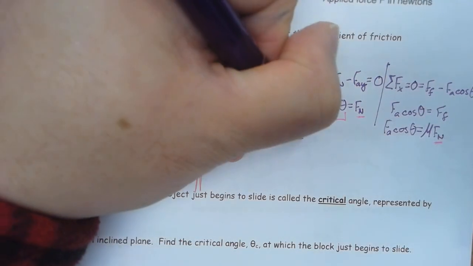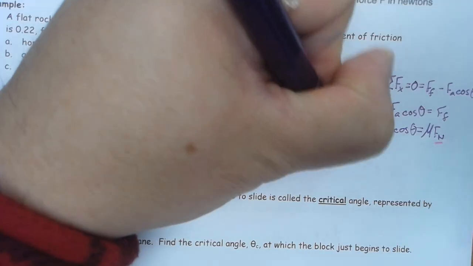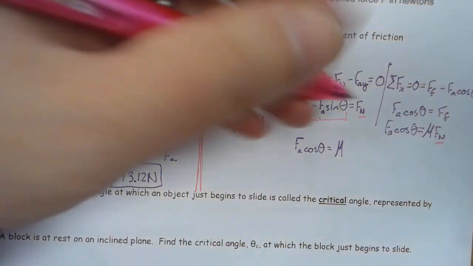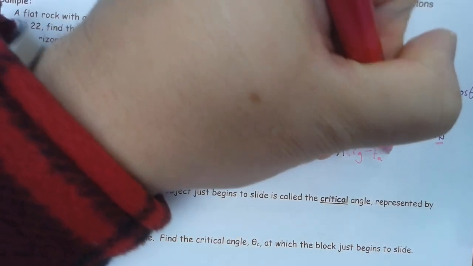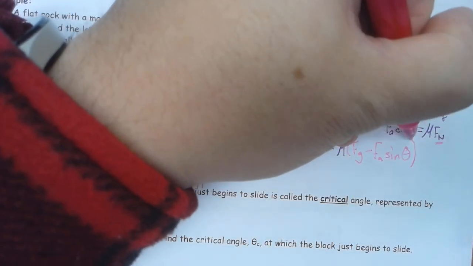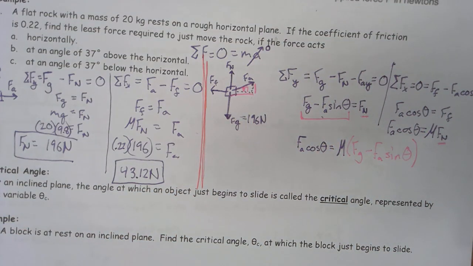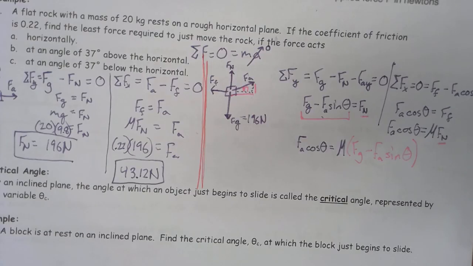So, to plug it in, I have Fa cosine theta equals mu. And instead of writing force normal, I could say Fg minus Fa sine theta, because that is force normal. We need to get force applied onto one side, and it's inside the parentheses and also on both sides. So first thing I need to do is probably deal with the parentheses.